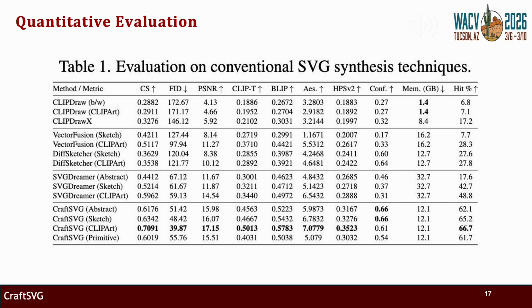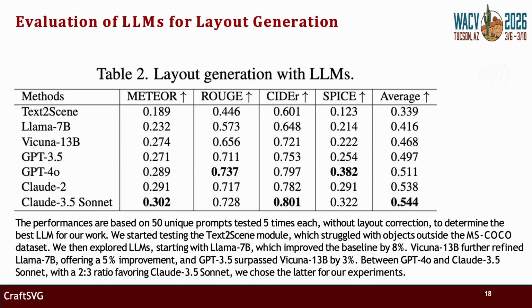In our quantitative evaluation against conventional SVG synthesis techniques, CraftSVG outperforms existing models across the board. For instance, our CLIPArt variant achieved the highest CLIP-T score of 0.5013 and the highest BLIP score of 0.5783, beating all other SOTA methods across results. We evaluated various LLMs for layout generation based on 50 unique prompts. After testing models ranging from Llama 7 billion to ChatGPT 4o, we found that Claude 3.5 Sonnet provided the highest average performance score. Therefore, we utilized Claude 3.5 Sonnet for our experiments.